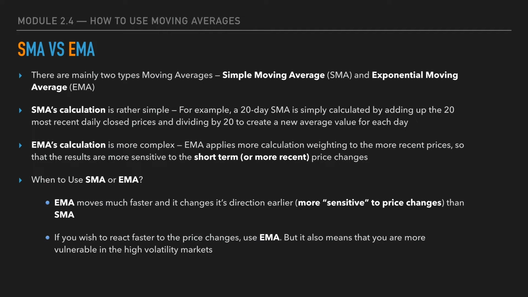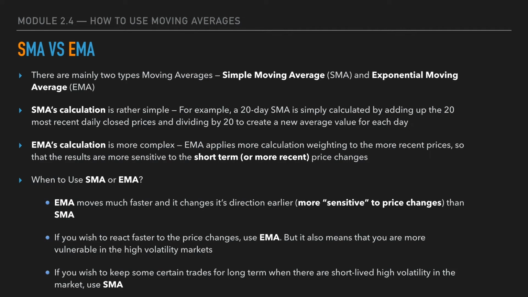But using exponential moving averages also means that you are more vulnerable to high volatility markets and easier to be shaken out of your position too early. If you wish to stay in certain trades longer when there is potential short-term high volatility in the market, you can use simple moving average. Normally, traders use simple moving averages for longer periods, like the 100-day simple moving average or 200-day simple moving average.